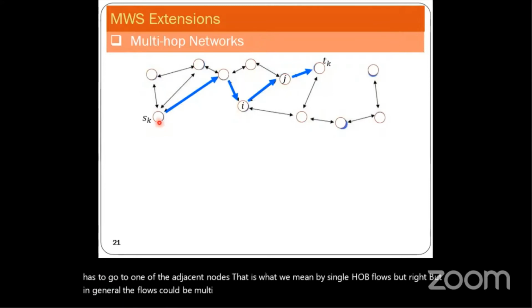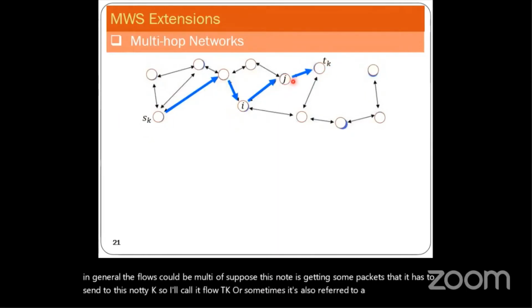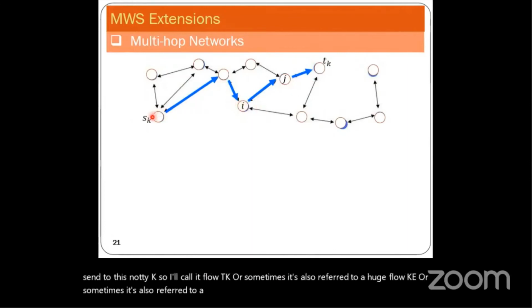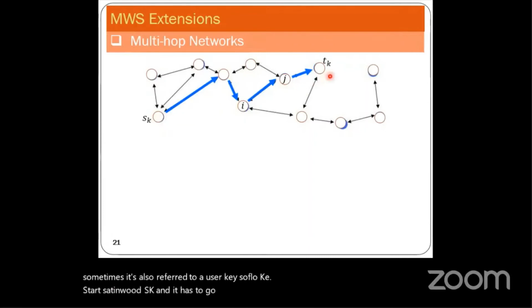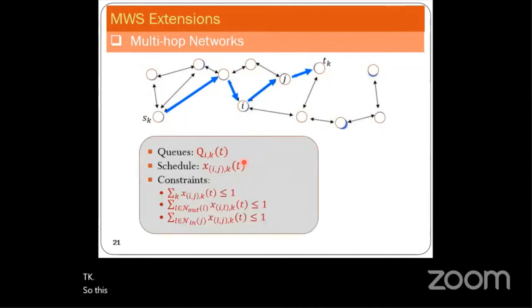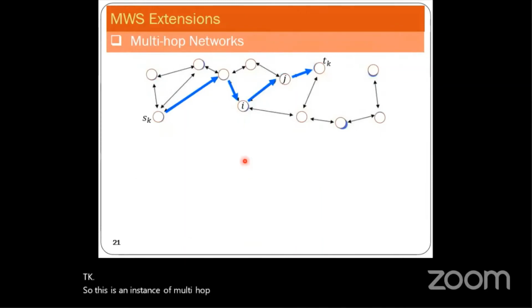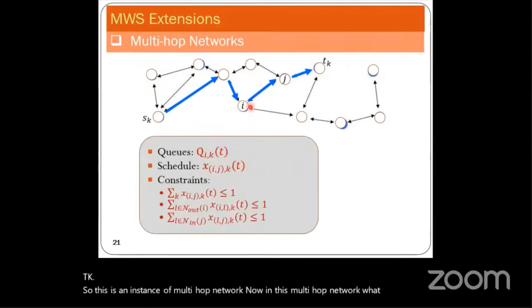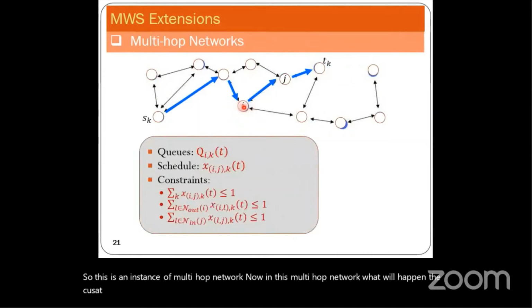Suppose this node is getting some packets that it has to send to this node TK. So I'll call it flow K, or sometimes it's also referred to as user K. So flow K starts at a node SK and it has to go to TK. So this is an instance of a multi-hop network. Now, in this multi-hop network, what will happen to the queues at nodes, right? There will be one queue at node I for each flow that passes through node I.